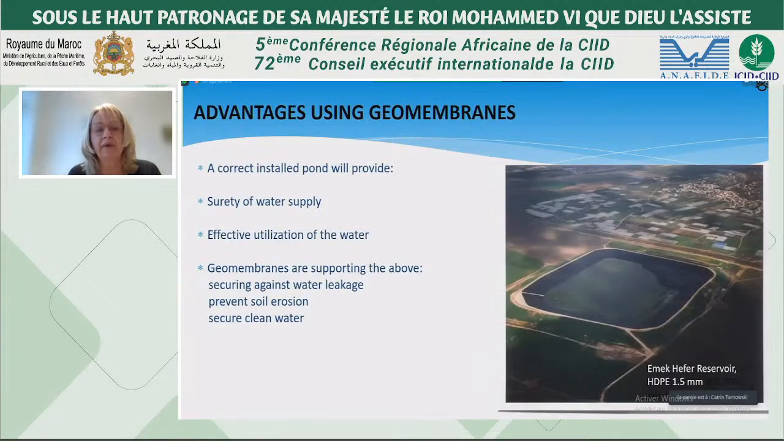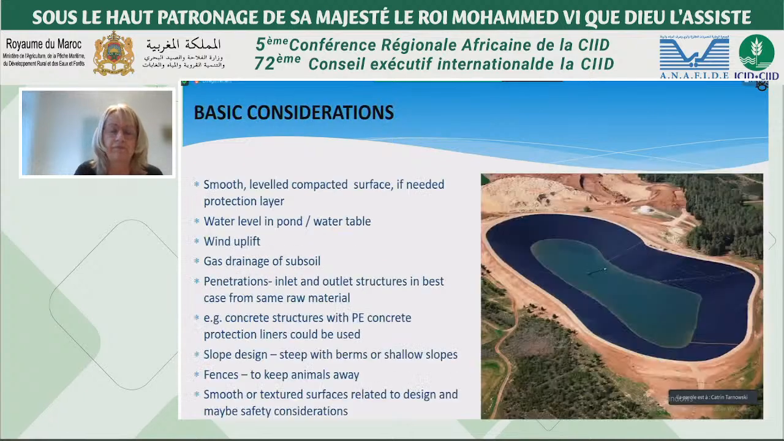Now using geomembranes in such a pond, and you can see here, this is a reservoir in Israel using 1.5 millimeter HDPE liners. A correctly installed pond will provide surety of water supply and the effective utilization of the water. The geomembranes, as we heard already, are supporting the above because they are securing against water leakage, they prevent soil erosion, and they secure clean water. There are some basic considerations to be taken when building such a pond.